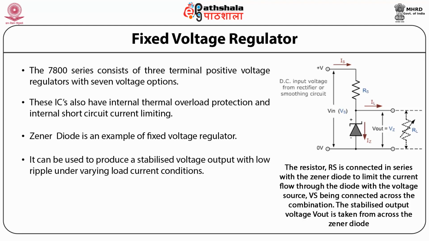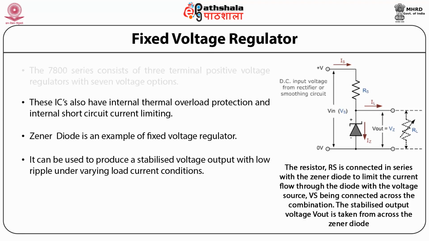So here the resistor RS is connected in series with the Zener diode to limit the flow of current through the diode, with the voltage source Vs being connected across the combination. So the stabilized output voltage Vout, which is equal to Vz, is taken across the Zener diode.